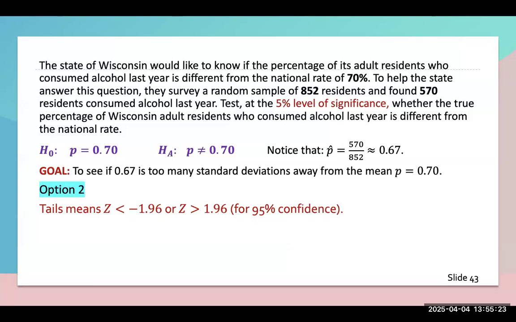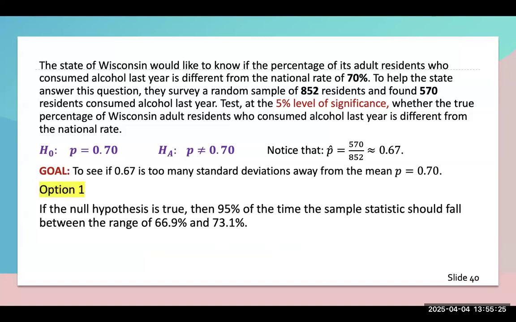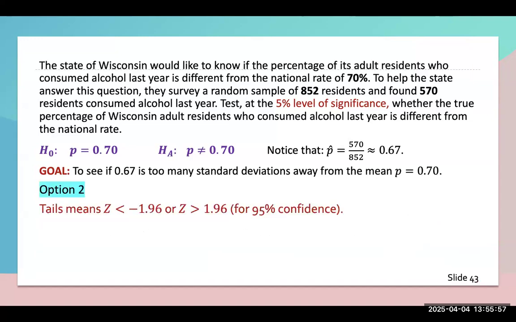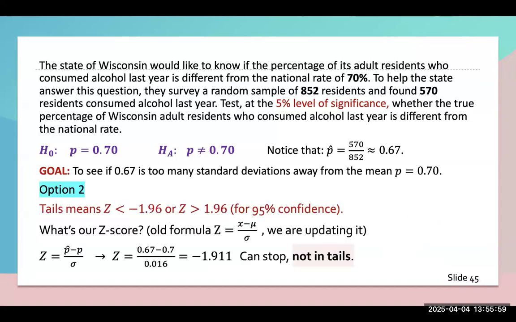I want to mention, if we go back a few slides, we got this range. You see the 66.9 to the 73.1? That was the range, and we said that 67 was in that range. It was really close to the lower bound, though. And remember that the lower bound corresponds to the z-value of negative 1.96. Because 0.67 is so close to that 66.9, its z-score should be close as well. So the z-score of 66.9 is negative 1.96, and we found that the z-score for 0.67 is negative 1.911. Notice how close they are.